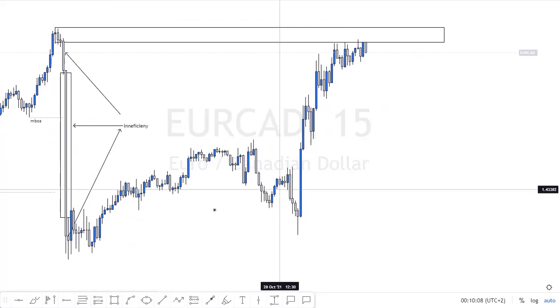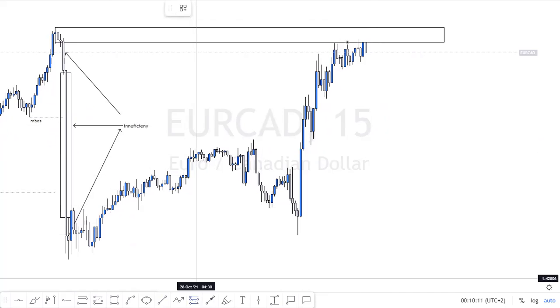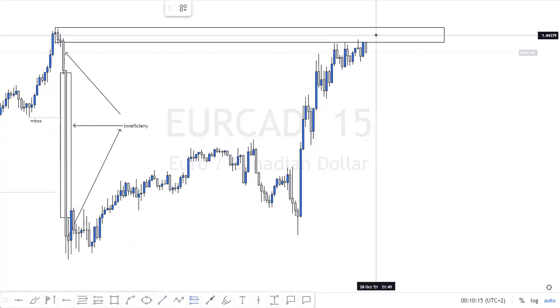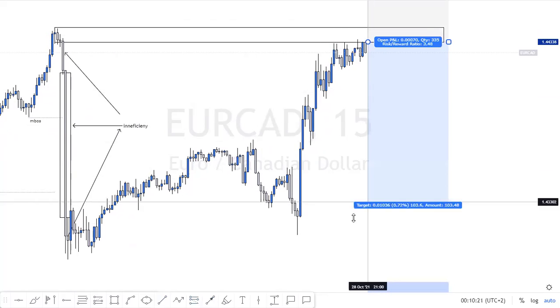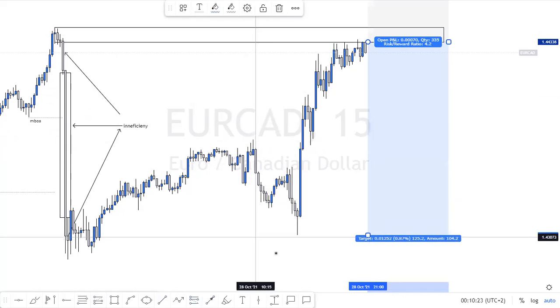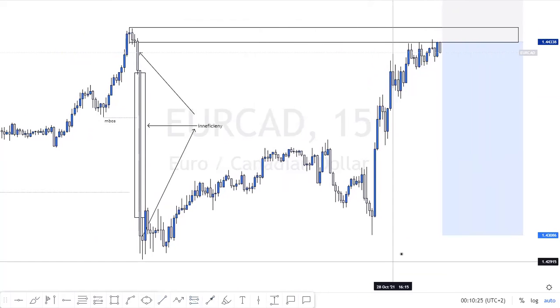So what happens now is that we actually refined our point of interest. Maybe we can take it from here, even here, I think we can get some drawdown. So now what are we targeting? We're targeting this low here.